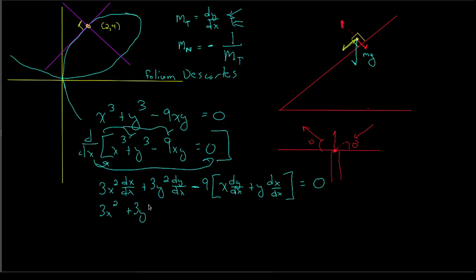Again, and I'm going to multiply the 9 through. Oh yeah, and I think we're looking, right, if we want to find the tangent line, we're going to be looking for it at this point, 2 comma 4, the tangent and the normal line.